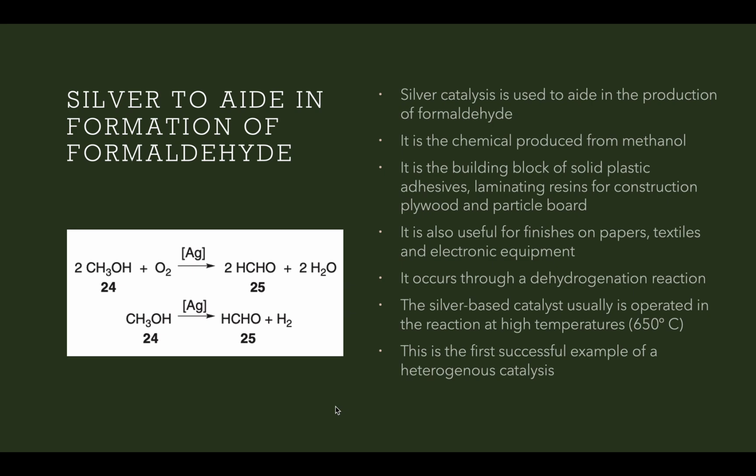It is the building block of solid plastic adhesives, laminating resins for construction plywood, and particle board. It is also useful for finishes on paper, textiles, and electronic equipment, and occurs through the anaerobic dehydrogenation reaction. Compared to other catalysts, silver will operate at a higher temperature, usually around 650 degrees Celsius. This is the first successful example of a heterogeneous catalyst.